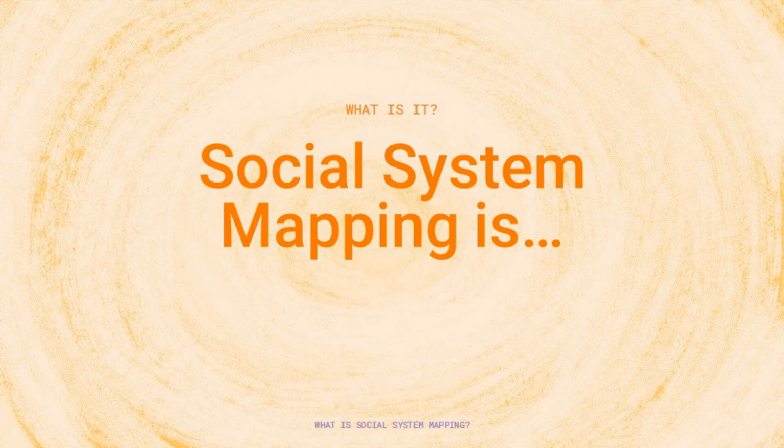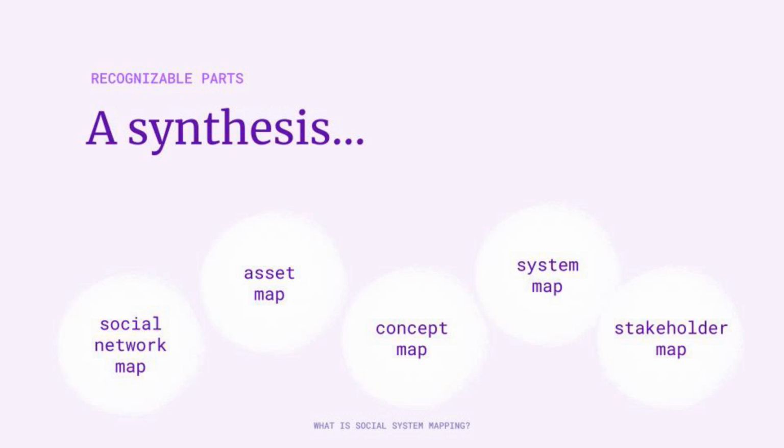Social system mapping is basically a synthesis of several different kinds of maps. The foundation of it is a social network map, recognizing that the core drivers of all social system change or system stability comes from the actors in the system. Whether those are individuals or groups of individuals, the actors and the relationships among them are what we start with. Then, on top of that foundation, we include dimensions that you'd find in other kinds of system maps, like an asset map or a system map, a stakeholder or positional analysis kind of map, or a concept map.